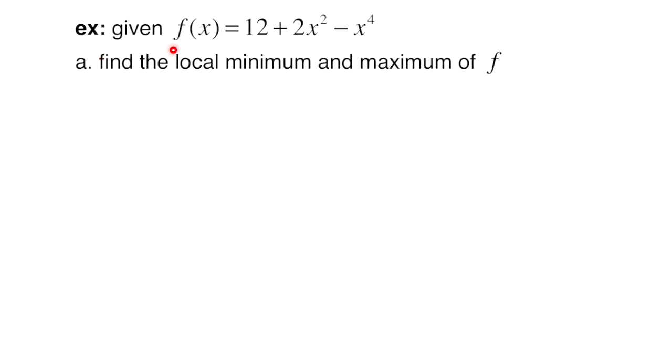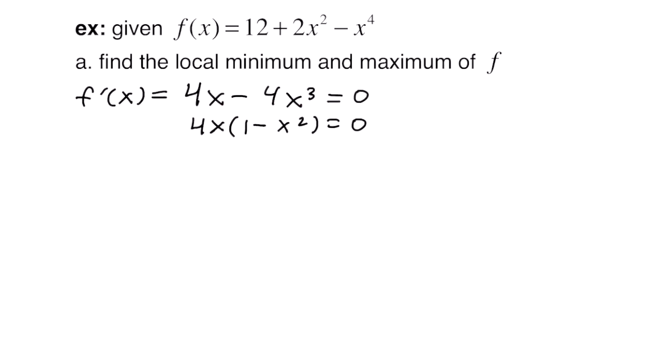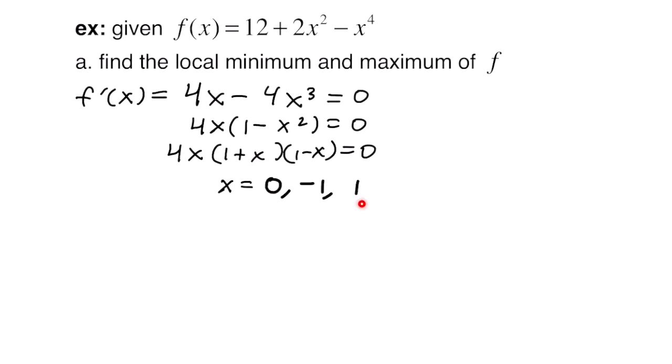This example says, given f of x, which equals 12 plus 2x squared minus x to the fourth, part A, we want to find the local minimum and maximum of f, and we're going to do so using the second derivative test. So for f prime, we get 4x minus 4x cubed. We set it equal to 0 and we solve. I'm going to factor out 4x, and then we're going to factor this further. This is a difference of squares, so it's going to factor 1 plus x and 1 minus x. And we end up getting 0, negative 1, and 1 for our critical values.